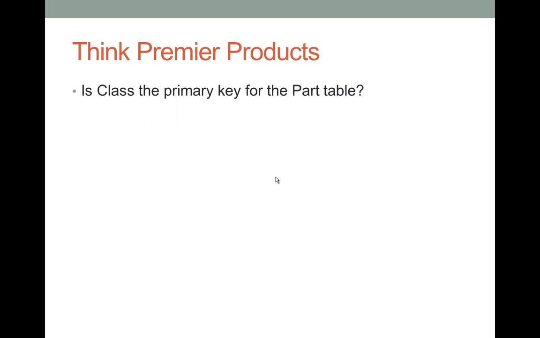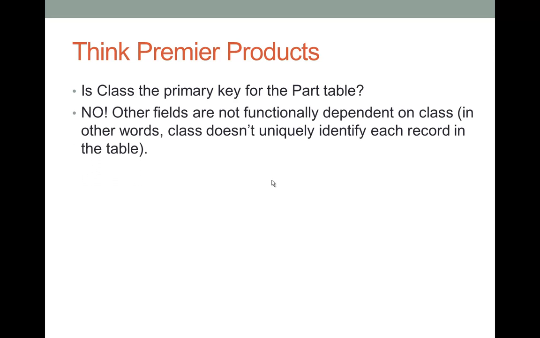Again, let's think about Premier Products, the database we've worked with the most. Is class the primary key for the part table? Again, you can see those tables on figure 5.1 on page 156. And no, class is not the primary key of the part table. The other fields are not functionally dependent on it. In other words, class does not uniquely identify each record in that table.